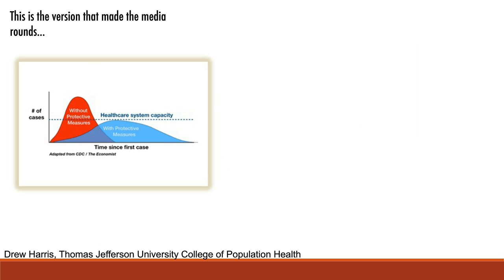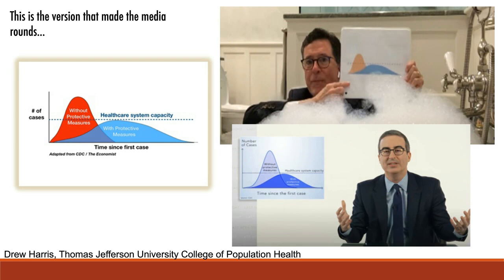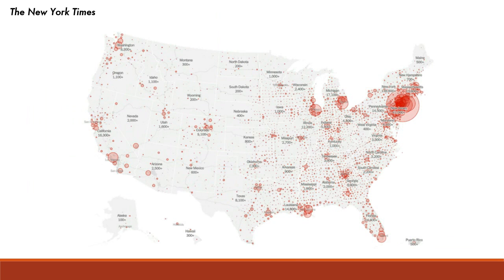And actually, this is the version that's really made the rounds in the media. I saw this on Stephen Colbert. I also saw it on John Oliver, two of my favorite late-night hosts. And actually, journalists have been tracking coronavirus cases in real time using data visualizations, such as the map that you see here. The New York Times has really done some fantastic data visualizations, such as this map, which they update daily to keep the public informed.